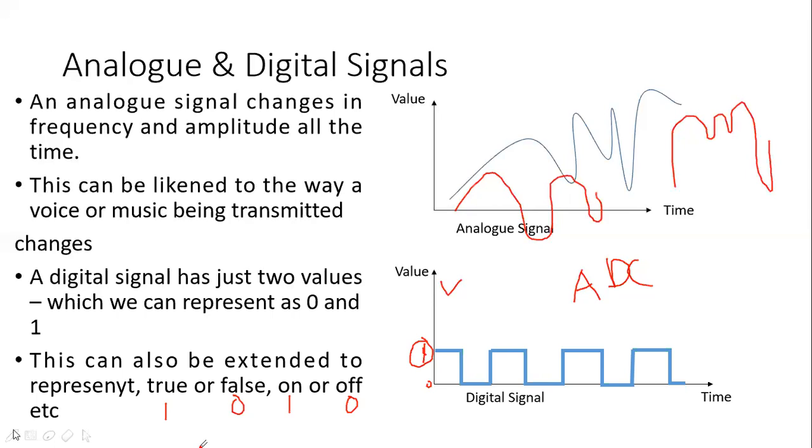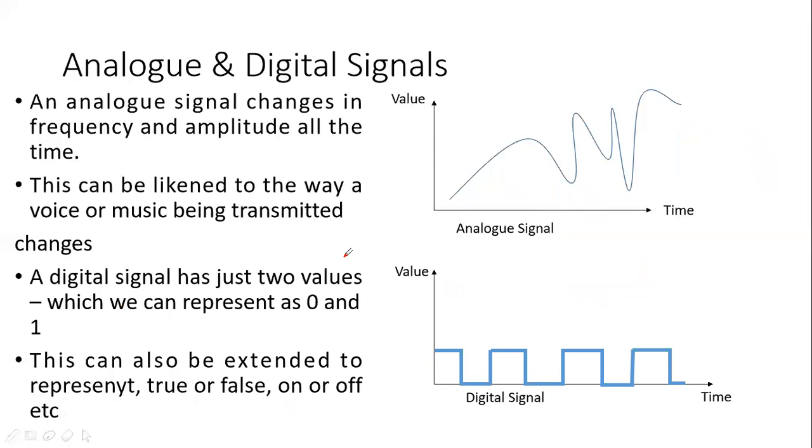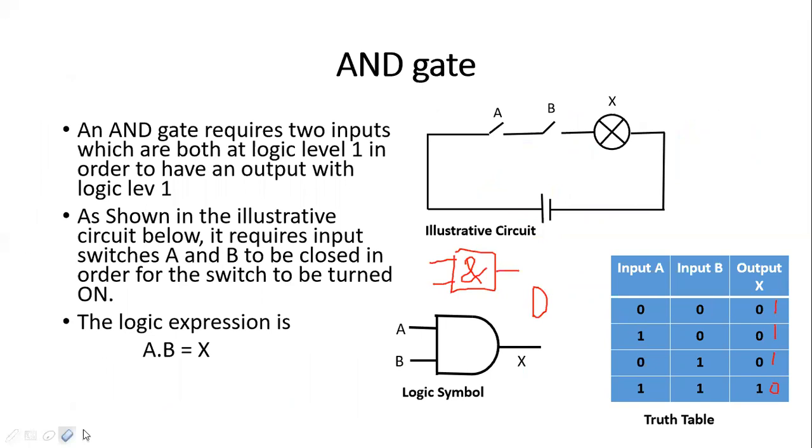Okay, then, let me just clear up here. We have a number of gates which are in use, and what you are seeing here is the very first gate we are going to consider. This is an AND gate. In short, we are saying A and B.